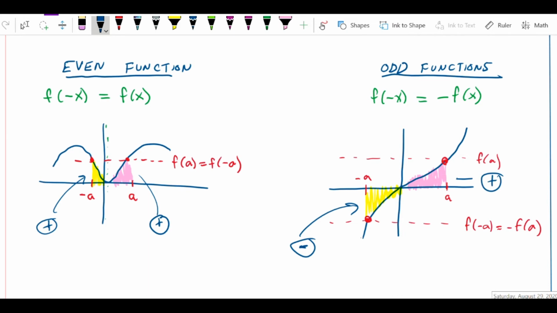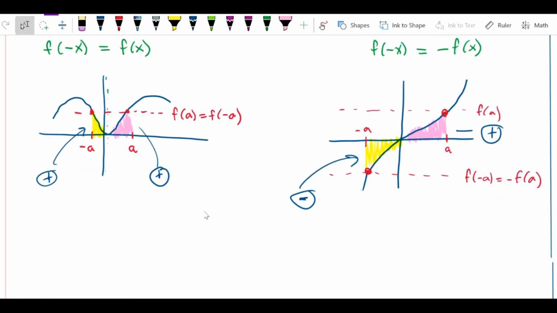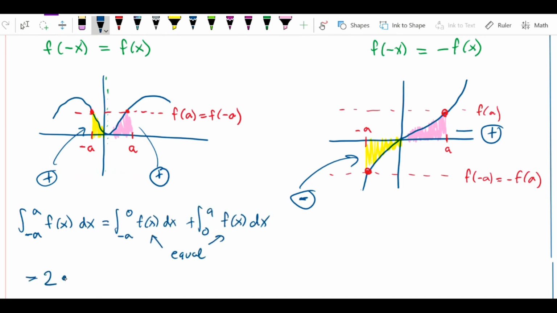So take a look at what happens when I actually form these integrals. In the case of the even function, I can simply double one side because the two sides are equal to each other and they both have the same sign.